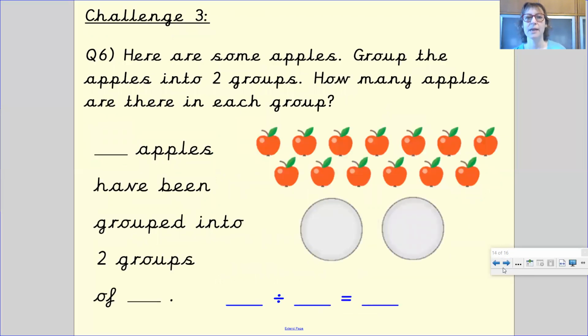Okay. Now with this one, you've got some apples and you've got to divide them into 2 groups. So you've got to share them between the 2 groups. So I'm not going to help you with this one. You've got to start off by working out how many apples you've got and how many you're then going to have in each group when you share them. So how many apples, how many groups? That's 2. You can see you've got 2 groups, and how many in each group. So you know that one is a 2.